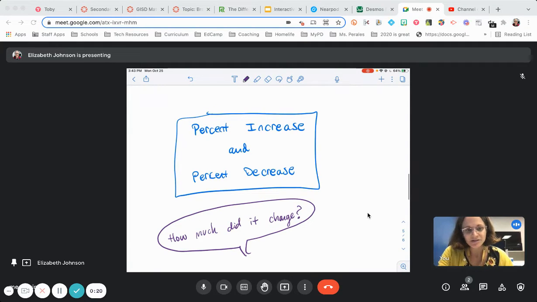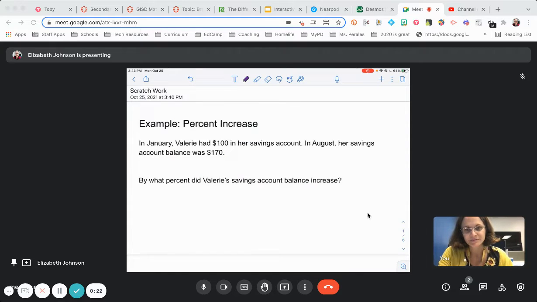We're going to start with percent increase. So here's my example. It says in January, Valerie had $100 in her savings account. In August, her savings account balance was $170. By what percent did Valerie's savings account balance increase? So it looks like Valerie added a little bit of money to her account during the year, actually a good amount of money. I want to go through and label some of my important numbers.